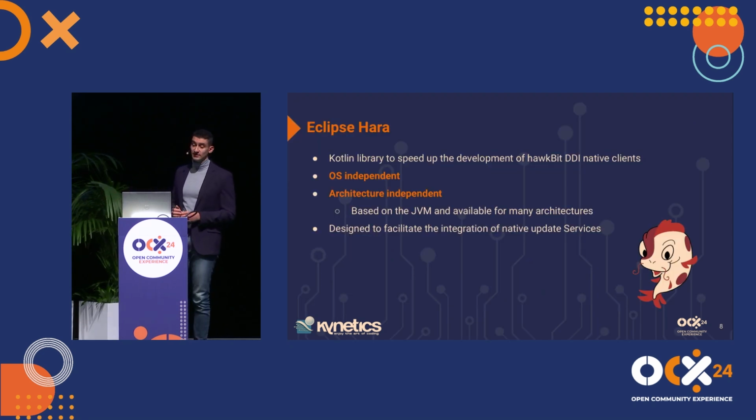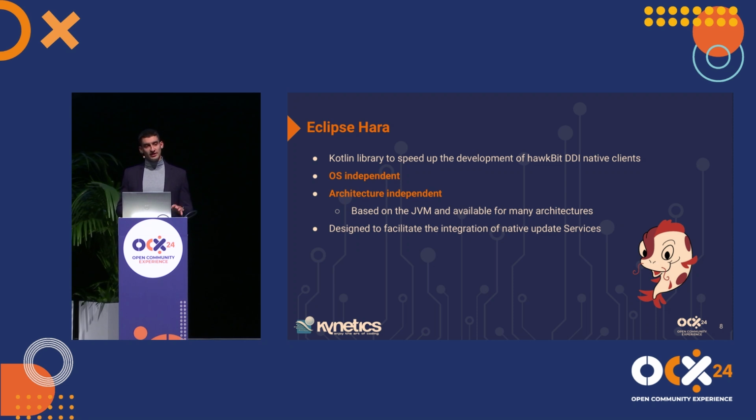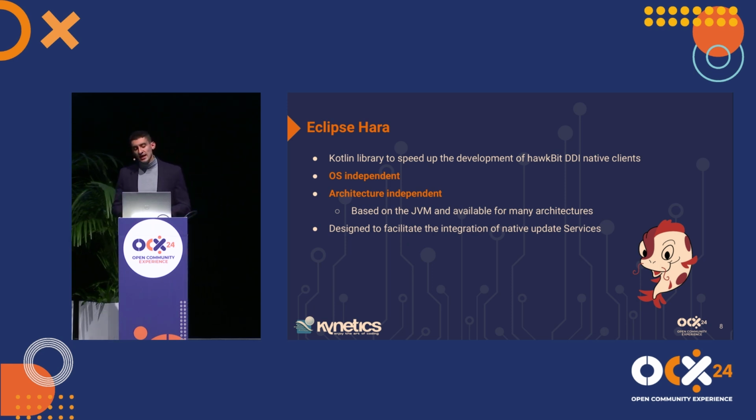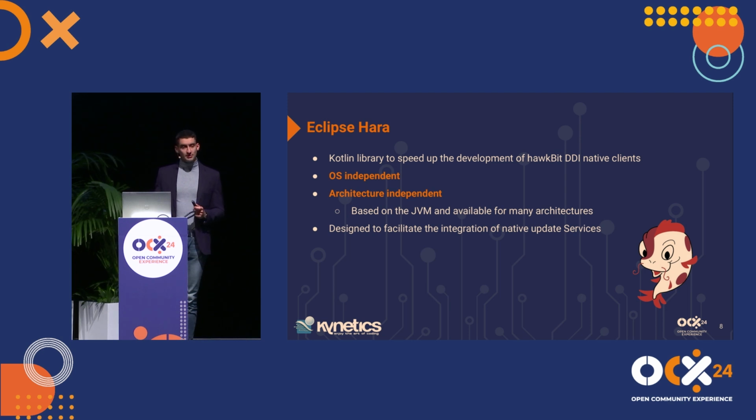The first one is Eclipse Hara. So Eclipse Hara is a Kotlin library designed to speed up the development of Hawkbit clients based on the DDI API. Now, Hawkbit, if you don't know it, is an Eclipse project to deliver updates. So it allows us to deploy an update server, and the update server can deliver updates to a variety of devices, from simple microcontrollers to complicated servers.